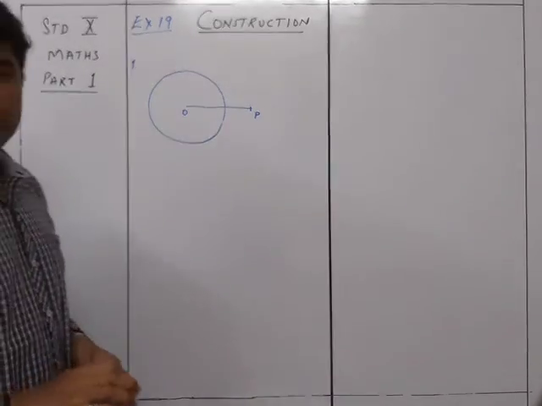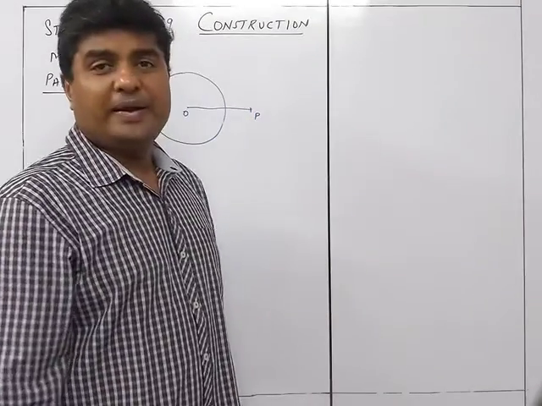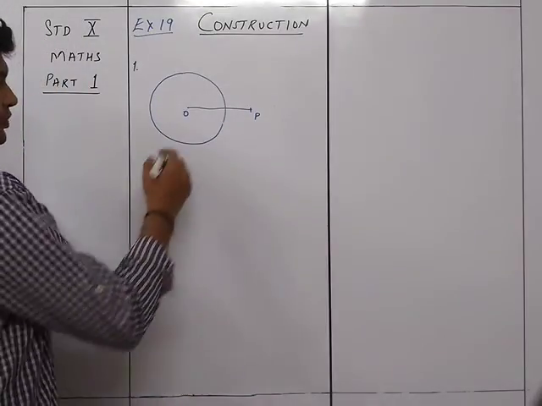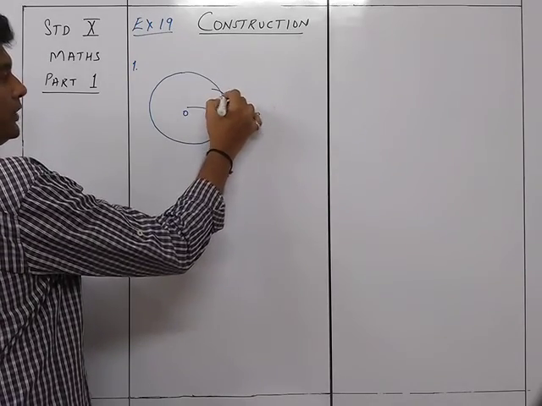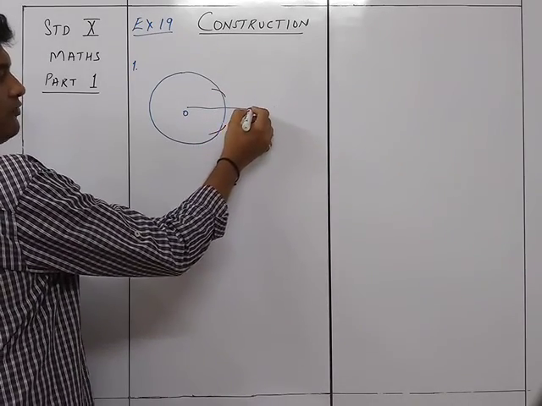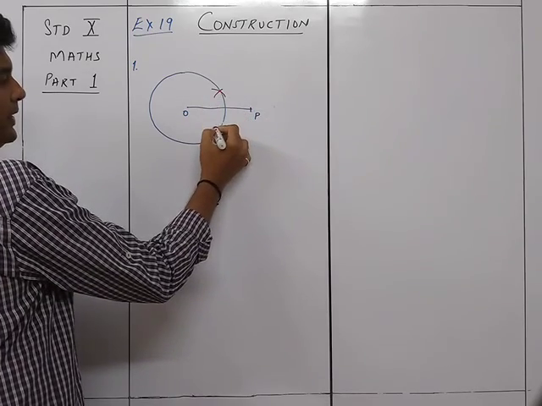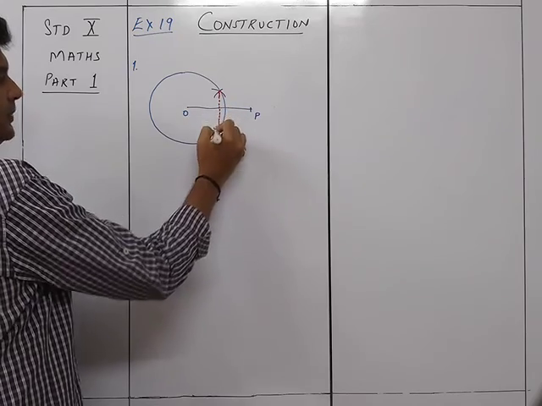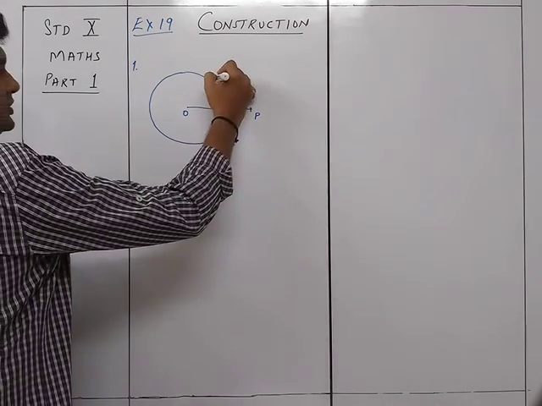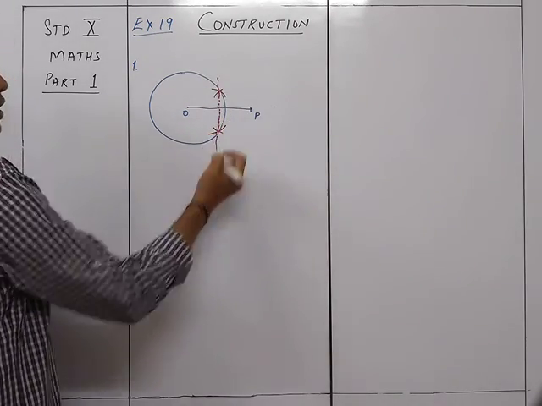The next thing we are going to do is draw the perpendicular bisector of OP. So for the perpendicular bisector of OP, from O, cut an arc on top, cut an arc at the bottom. From P, cut an arc from the top and cut an arc from the bottom. You get this particular thing as the perpendicular bisector. So this is the perpendicular bisector of this line.